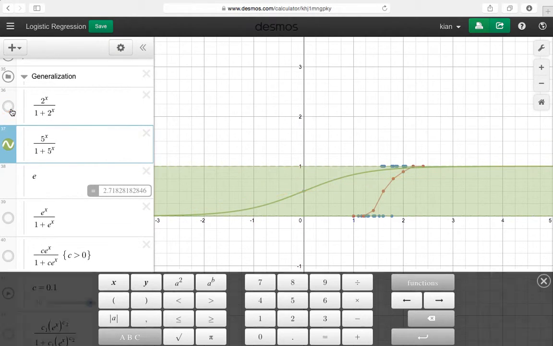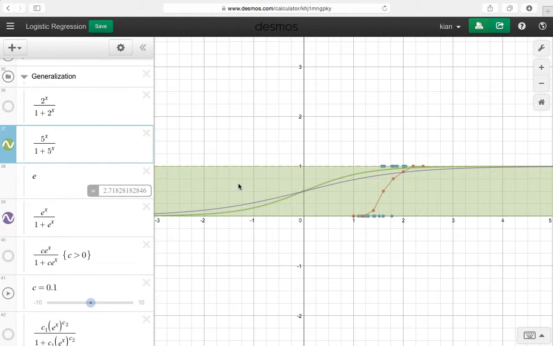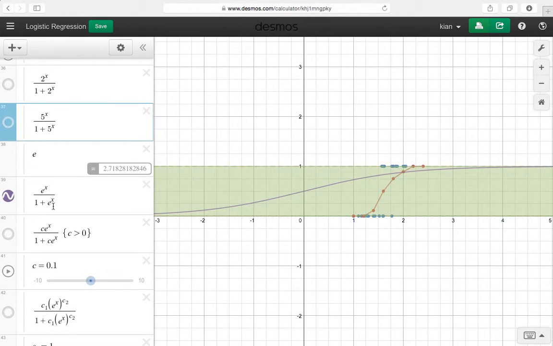So now that we know that out of all those numbers that we can use, we're using e, we can just forget about these 2 and 5 and continue working with the equation e to the x divided by 1 plus e to the x. Now, this is a very specific equation. What if we want to generalize this equation? So the first step would be to add a coefficient to e to the x and just add some flexibility to the equation, and then play with the c.